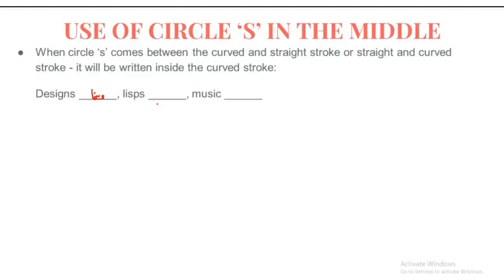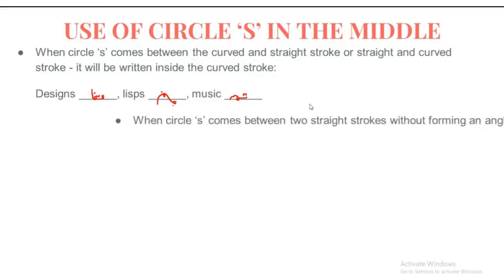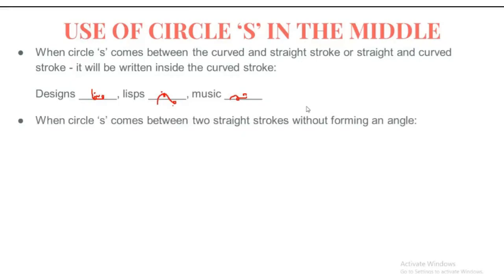List, L will be written upward, S circle, P and S circle. Music, M, S circle and K. Vowels and diphthong will remain at the same place.